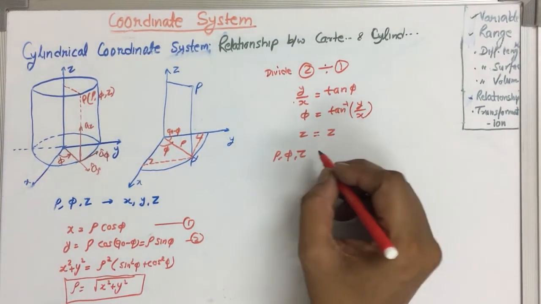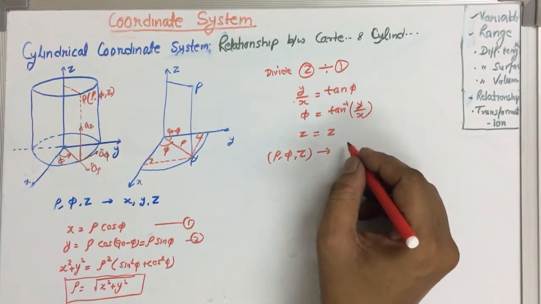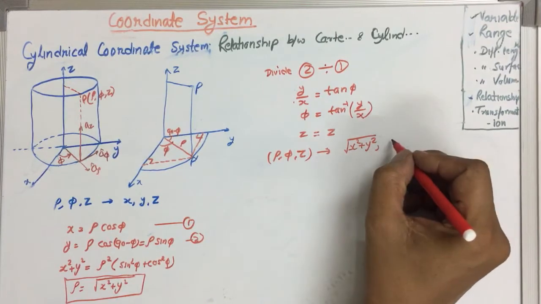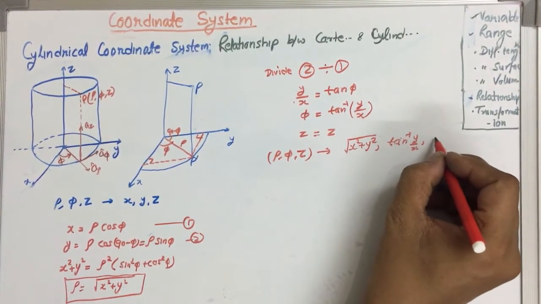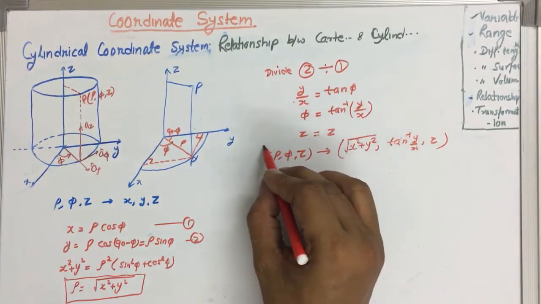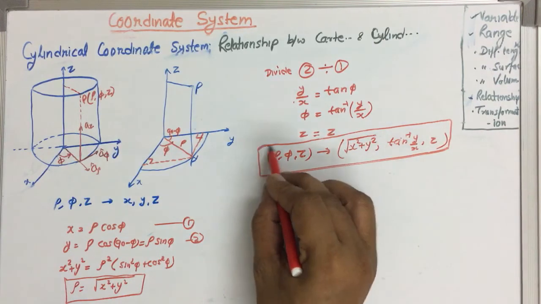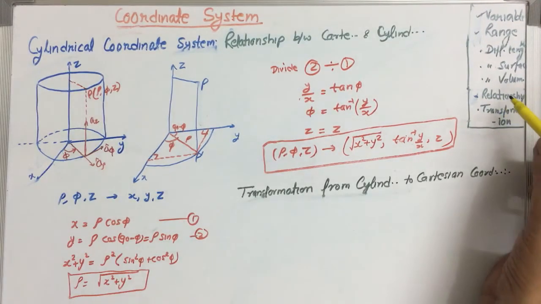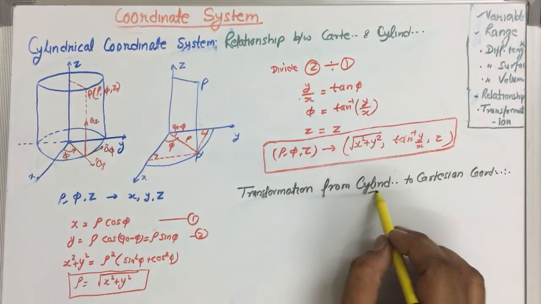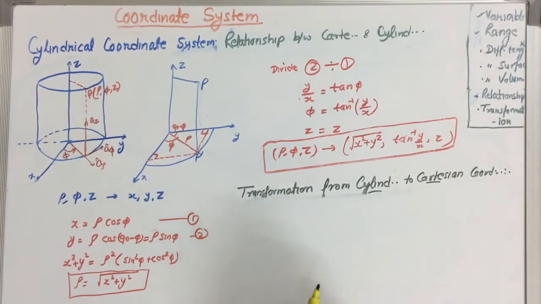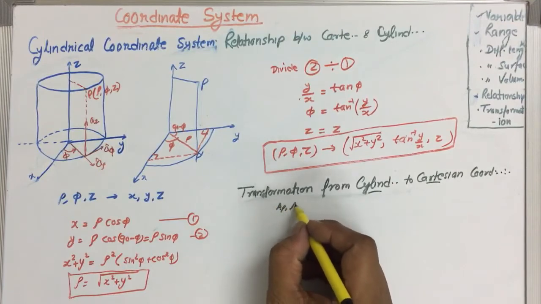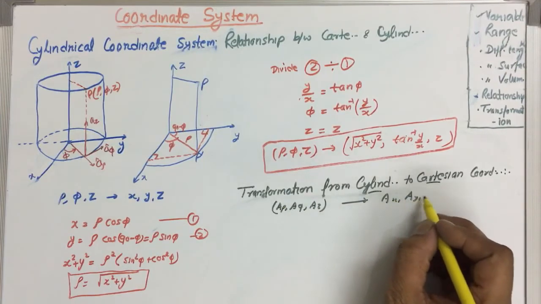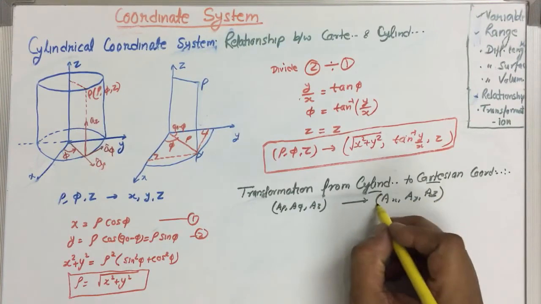Rho, phi, z can be in Cartesian form: square root of x square plus y square, tan inverse y by x, and z. So the relationship between these two can be represented like this. Now after finding the relationship, we are interested to find the transformation from one coordinate system to another coordinate system. It means we are interested to find a rho, a phi, a z in terms of ax, ay and az, or vice versa.